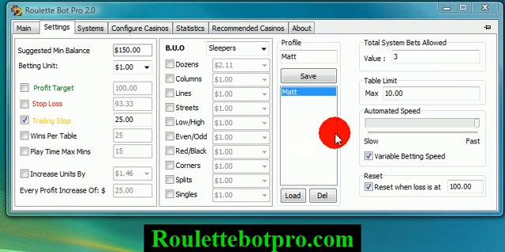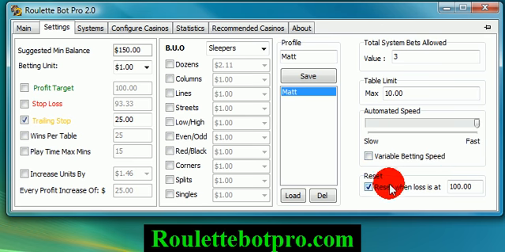Now a couple things to note here. When the variable betting speed is checked, you cannot adjust the automated speed bar. So if you uncheck it, you then have access to that again. Personally, I just leave it on fast and don't use the variable betting speed.